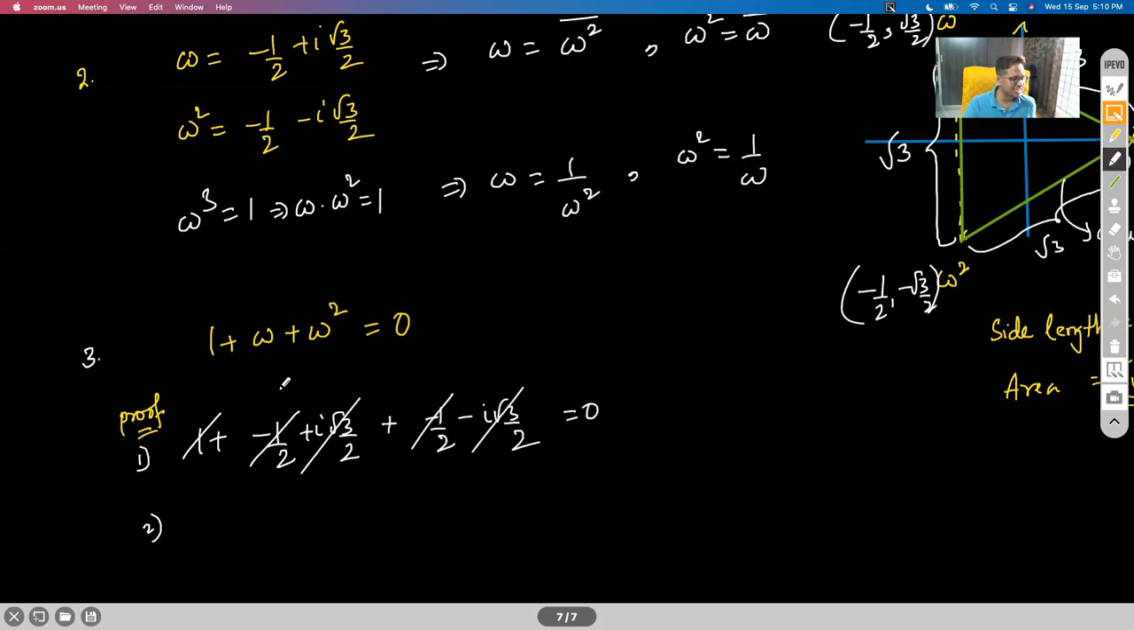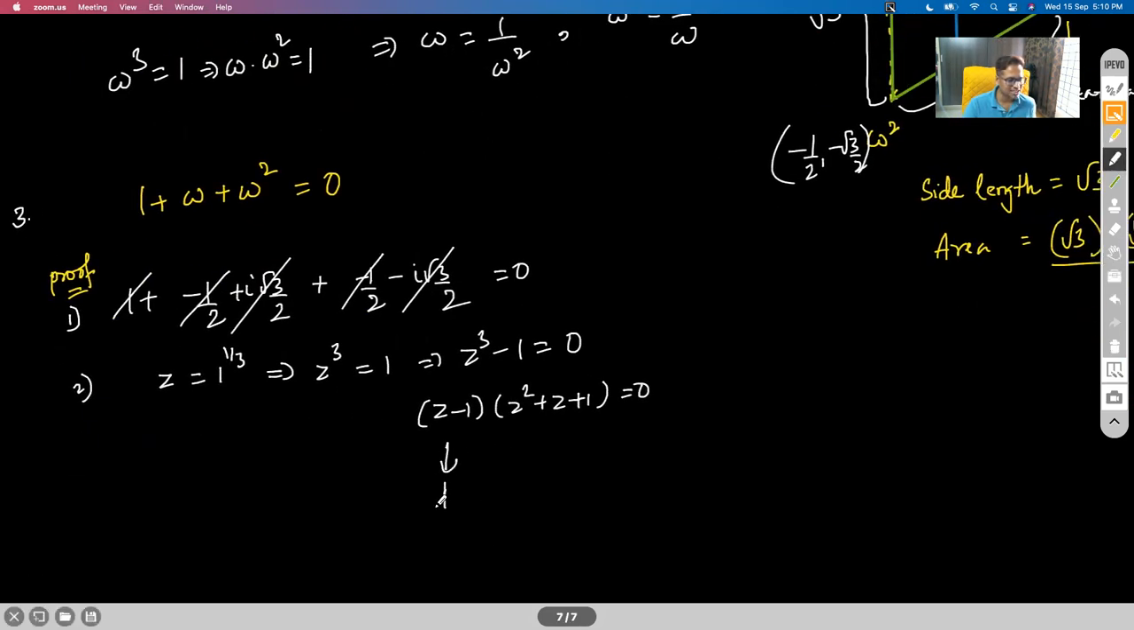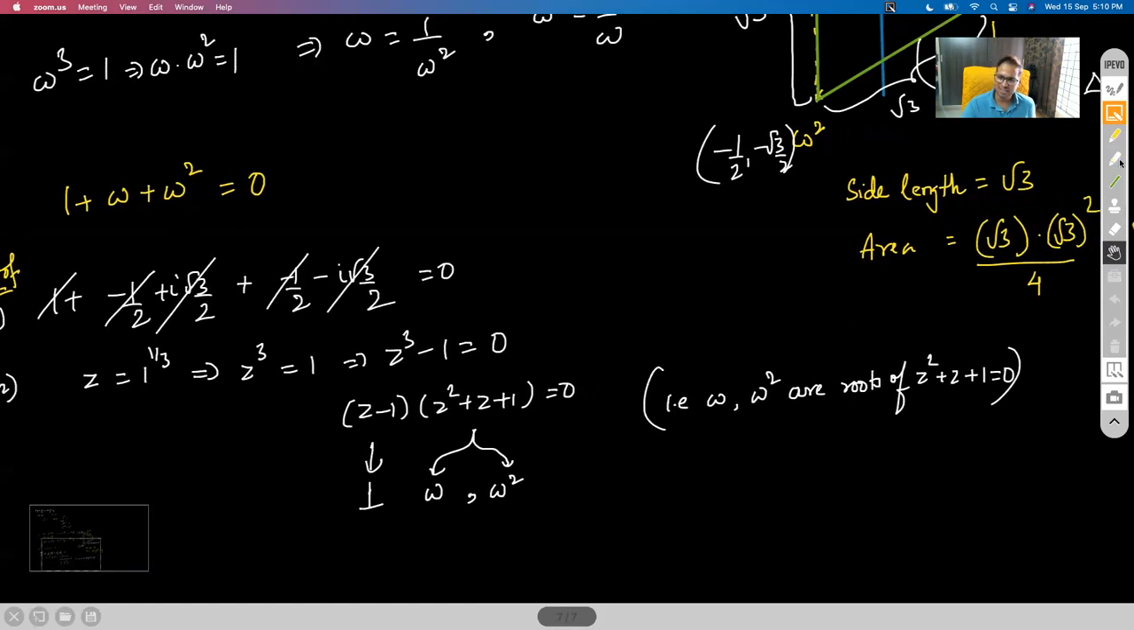Another way of looking at it is these equations. These roots come from solving the equation z cube minus 1 equal to 0, which on factorization gives you something like this. The first factor is responsible for 1 as one of the roots. The second factor is responsible for omega and omega square. In short, omega and omega square are roots of z square plus z plus 1 equal to 0. If you apply the quadratic equation formula, this is what you are going to get for the values. So omega should satisfy this equation, right? So omega square plus omega plus 1 should be zero because omega is a root of that equation. This gives you another way of looking at it.